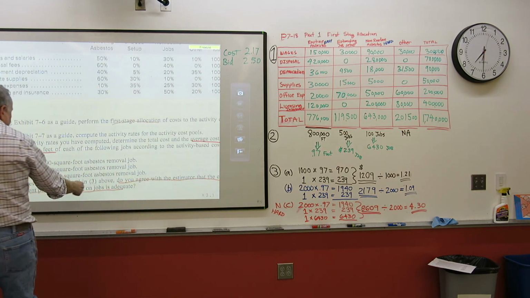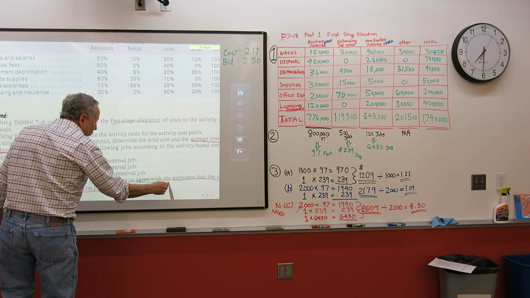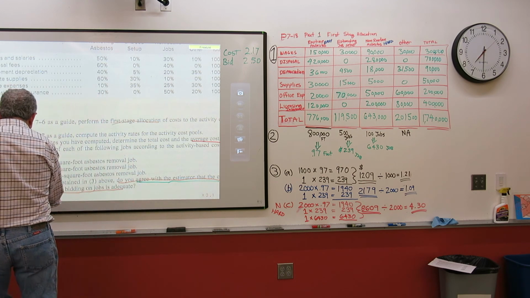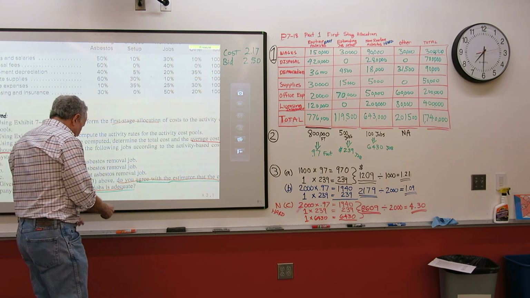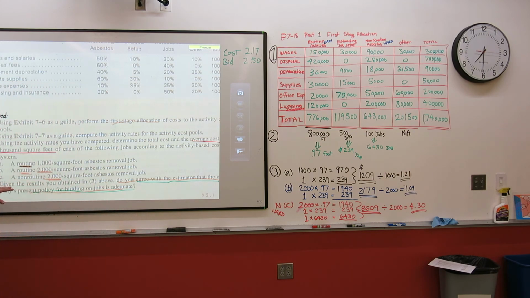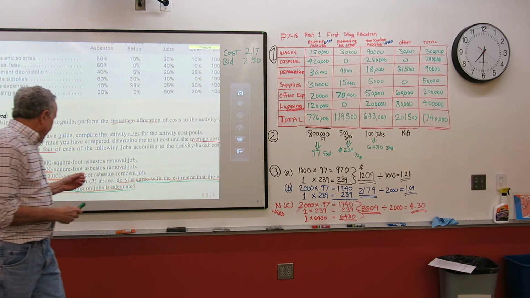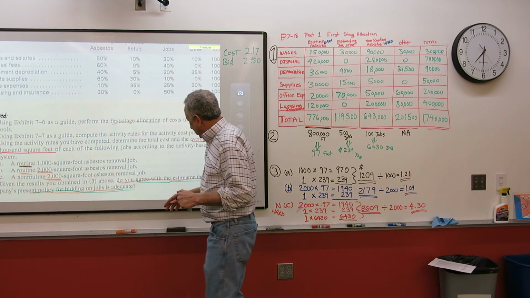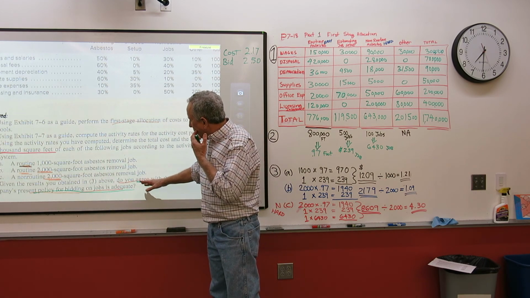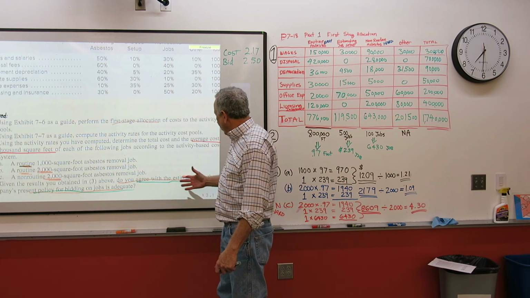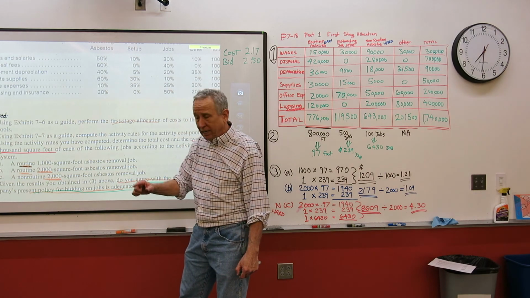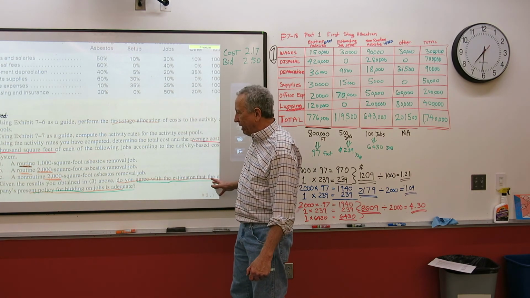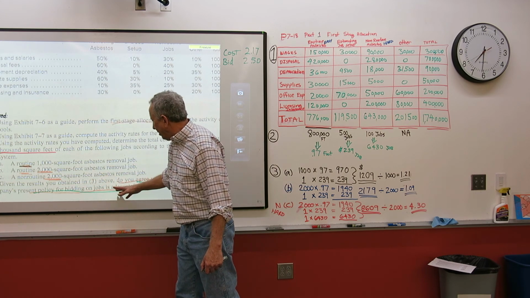Given the results you obtained in 3 above, do you agree with the estimator that the company's present policy for bidding on jobs is adequate? Do I agree? You can go look at the answer, but let's try and say it verbally. First of all, we do not agree with the estimator that the company's present policy for bidding on jobs is adequate.